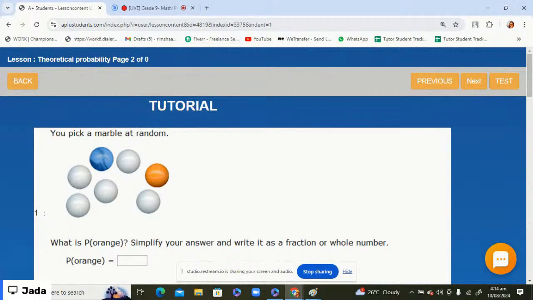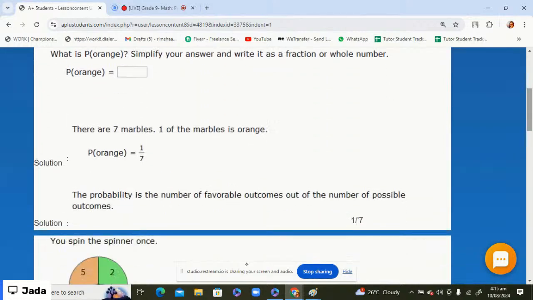So let's do this one. You pick a marble at random. What is the probability for orange? First of all, how many total, and divide by how many you are interested in. We are interested only in the orange, and how many orange are there? There is only one orange. And how many total are there? Let's count. 1, 2, 3, 4, 5, 6, 7. 7 is total and 1 is orange, so 1 by 7.